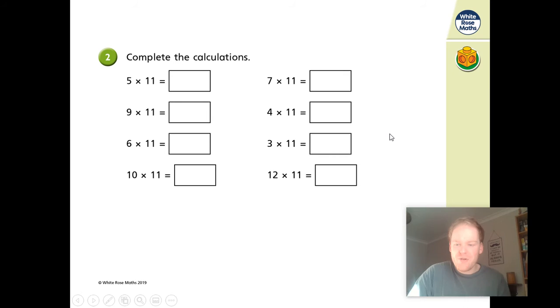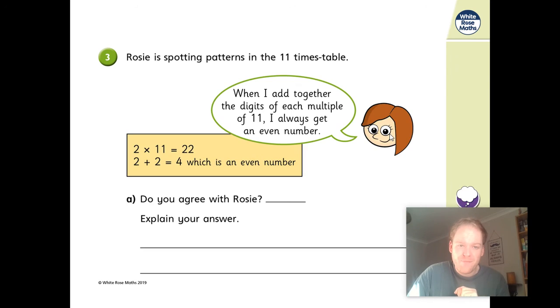There it says, can you complete the rest of the 11 times tables, which you should be able to do at that point. Number 3, Rosie is spotting patterns in the 11 times table, and she says, when I add together the digits of each multiple of 11, I always get an even number. So 2 times 11 is 22, 2 add 2 is 4, which is an even number. Do you agree with Rosie?